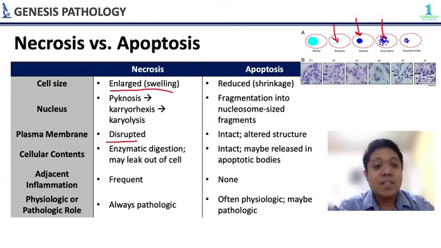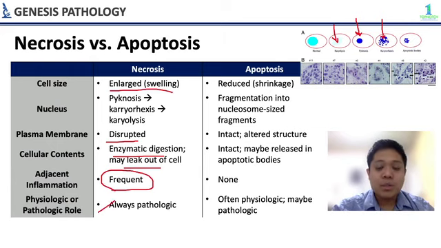The plasma membrane is disrupted, and because of this, enzymatic digestion, nag-leak out siya of the cell. So since nagkakaroon ng cellular contents outside of the plasma membrane, nagkakaroon ng adjacent inflammation. And this is always pathologic. Versus apoptosis naman, as I said earlier, programmed cell death siya. So imbes na nagsiswell, nagsishrink yung cell, tapos yung nucleus, nagkakaroon siya ng fragmentation into nucleosome-sized fragments. The plasma membrane is intact, and because of this, there is no adjacent inflammation. It is often physiologic, but sometimes it will be pathologic, as I will discuss later.